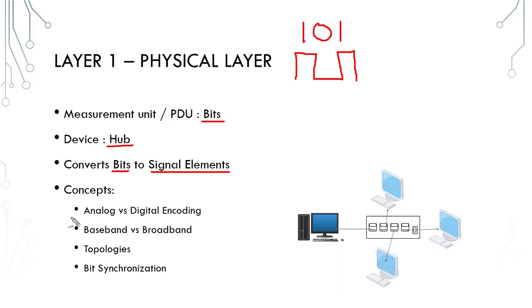The concepts that come into the physical layer are analog versus digital encoding, baseband versus broadband, which uses the concept of modulation, topologies, which means the arrangement of the network, and bit synchronization. This simply means that the bits need to be synchronized from sender to receiver.